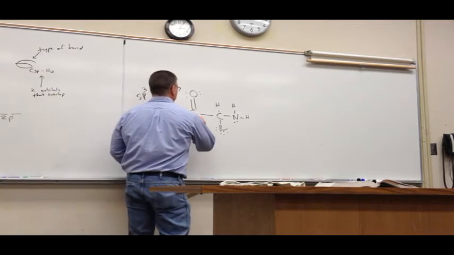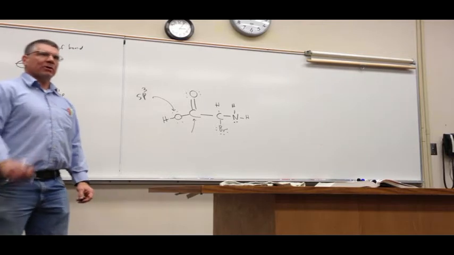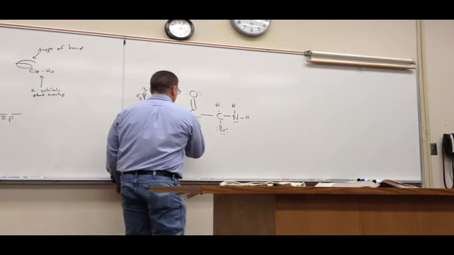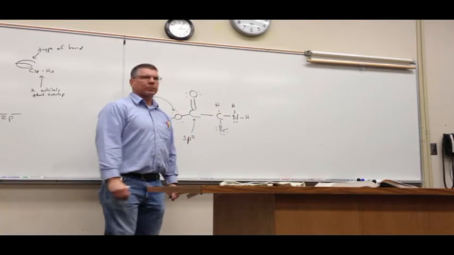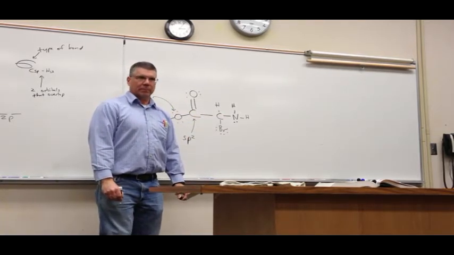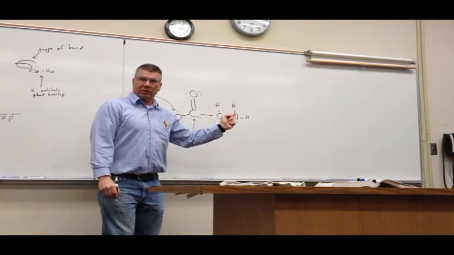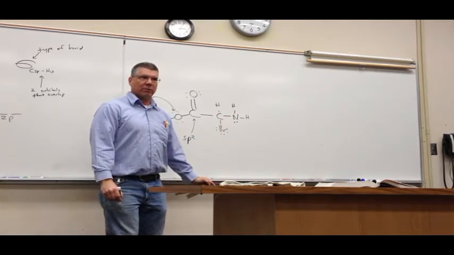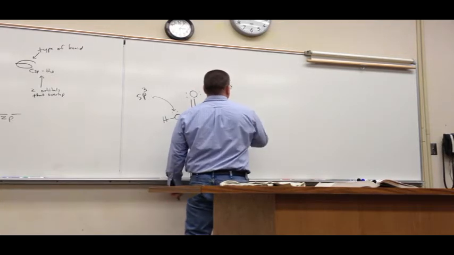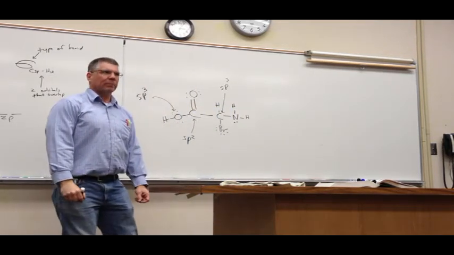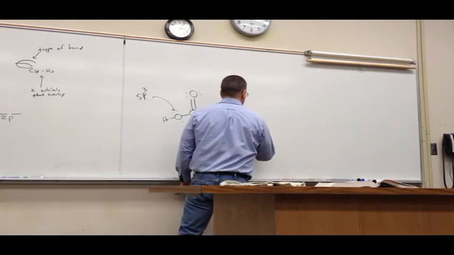What about this one? Same thing. Here it's sp2, that's right. This part right here, sp3. Yes. There are 1, 2, 3, 4 electron groups. It's sp3. Are you guys starting to see it? And the nitrogen, sp3, right? 1, 2, 3, 4 electron groups. sp3.